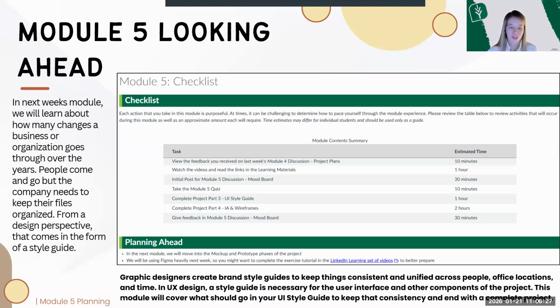But graphic designers create brand style guides to keep things consistent and unified across people, office locations, and time. In UX design, a style guide is necessary for the user interface, the UI, and other components of the project. This module is going to cover what should go inside your style guide to keep that consistency and end with the complete project. So, an example is Amazon has specific colors, and everybody has to use that if they're citing Amazon.